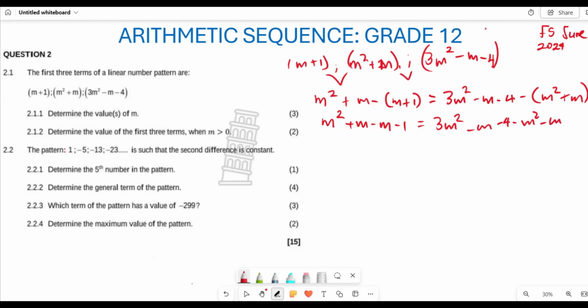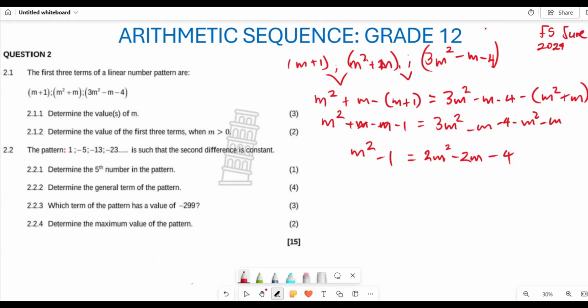Now what are you going to have here? Look, if you look at the side, can you see that the m's are going to cancel each other, which means here you are having m squared subtract 1, which is equals to, looking at this side, 3m squared subtract m. This is going to be same as your 2m squared altogether, and then subtract 2m, and then subtract your 4 altogether.